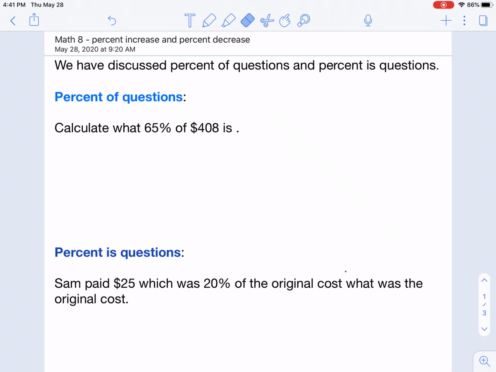Hey guys, I was just going to do a quick video to go with the notes that I did with you guys last time. Really quickly, we're just going to review the basics. There's percent of questions, percent is questions, and then we're going to look at percent increase and percent decrease relative.